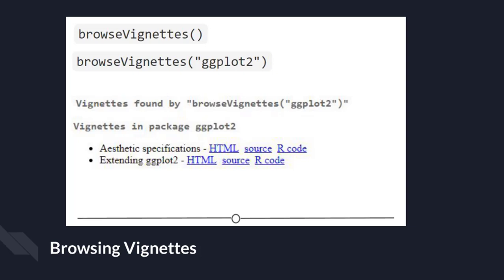To see the vignettes included in a package, you can use the browseVignettes function. For example, let's look at the vignettes included in ggplot2. Use the browseVignettes function like I did in the slides. You should see that there are two included vignettes, Extending ggplot2 and Aesthetic Specifications. Exploring the Aesthetic Specifications vignette is a great example of how vignettes can be helpful: clear instructions on how to use the included functions.